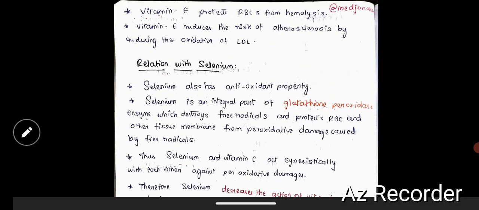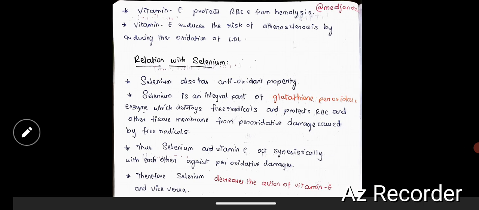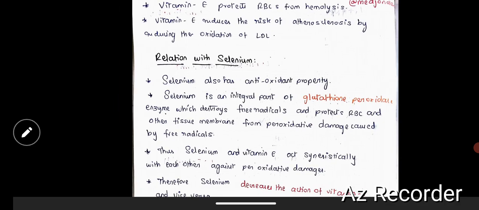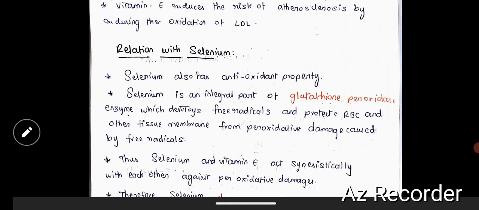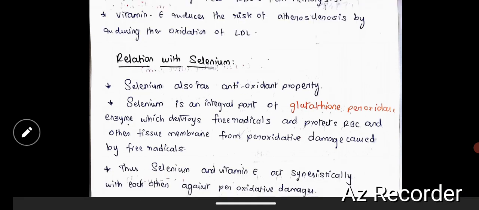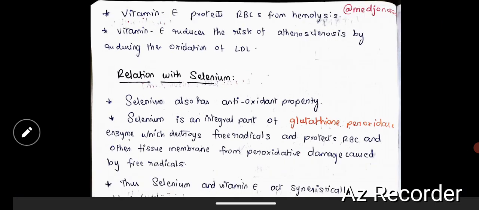Vitamin E protects RBCs from hemolysis. Vitamin E reduces the risk of atherosclerosis by reducing the oxidation of LDL. What is LDL? You might have studied that LDL is bad cholesterol, and HDL is good cholesterol. What does LDL do? LDL leads to the accumulation of cholesterol particles in the arteries, not only in arteries but in vessels, particularly in heart vessels. So it leads to atherosclerosis. So vitamin E reduces atherosclerosis. How? By reducing the oxidation of LDL.